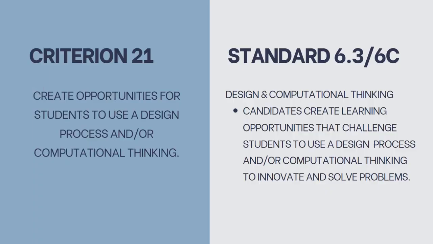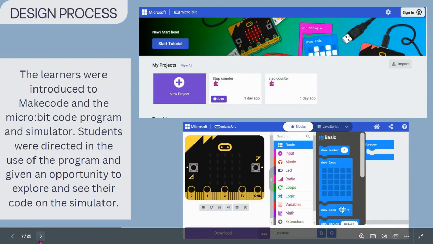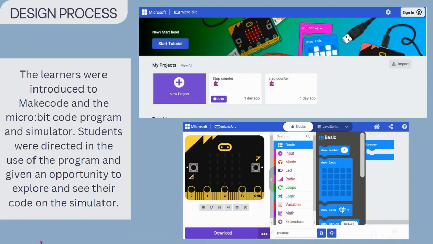Criterion 21. Create opportunities for students to use a design process and or computational thinking. Standard 6.3 6C. The learners were introduced to MakeCode and the Microbit Code program and simulator. Students are directed in the use of the program and given the opportunity to explore and see their code on the simulator.